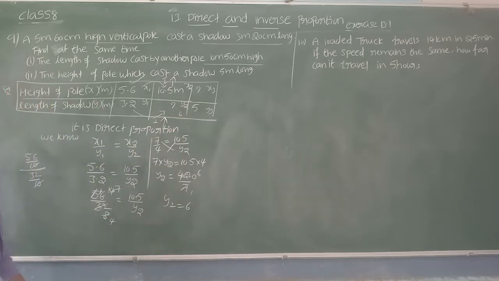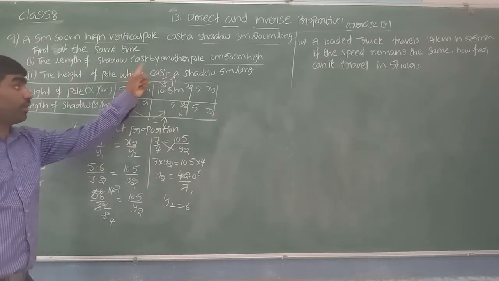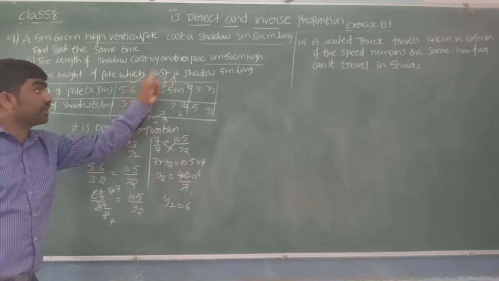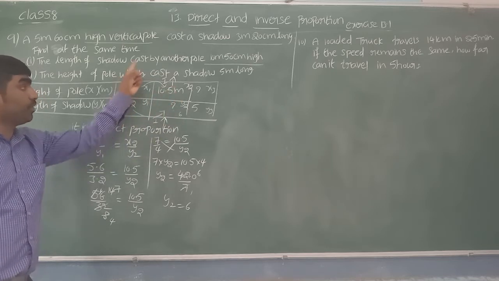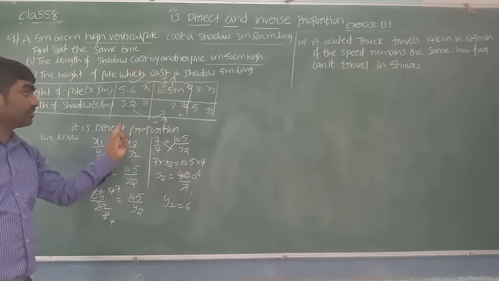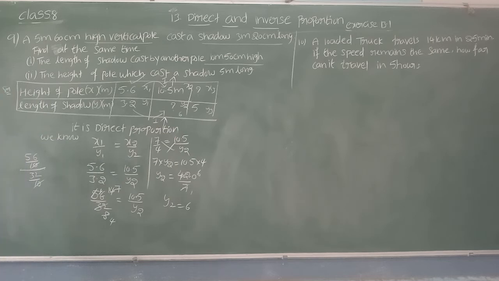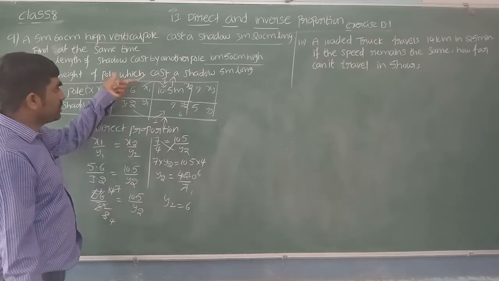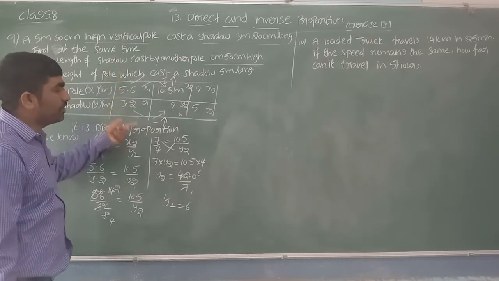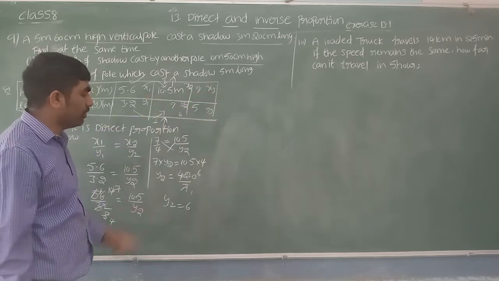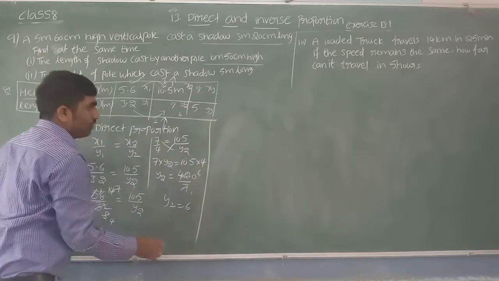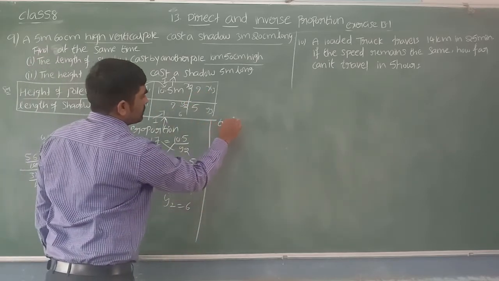It means when the height of the pole is increasing from 5.6 to 10.5, you can see the length of the shadow is also increased. Now, by using these two known values x1 and y1, let us find the unknown value x3. Yes, now we can write here to find x3.